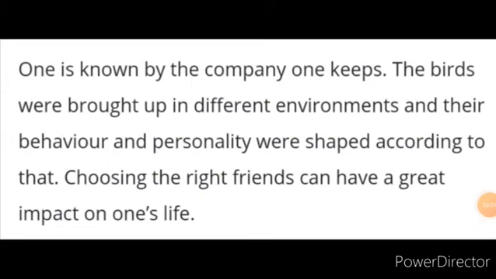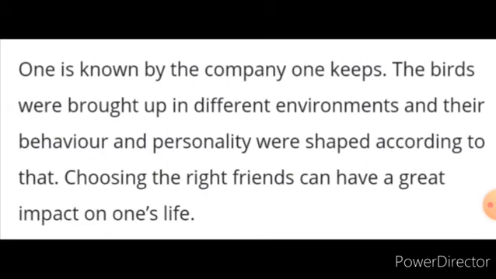Now look at the moral of the story, children. One is known by the company one keeps. The birds were brought up in different environments and their behavior and personality were shaped according to that. Choosing the right friends can have a great impact on one's life. By choosing your friend, you can change your activity, your attitude also.